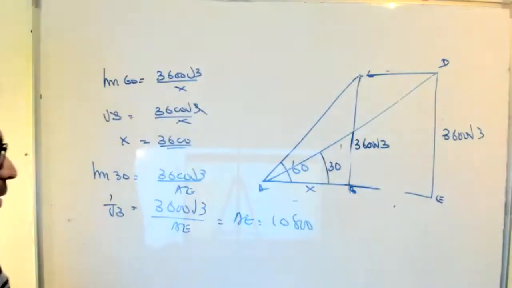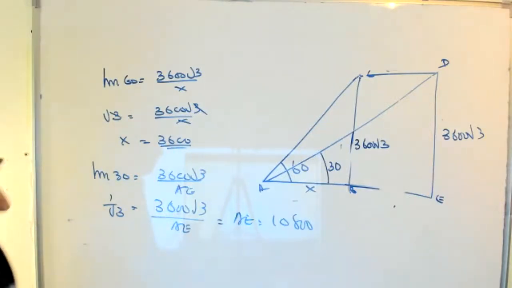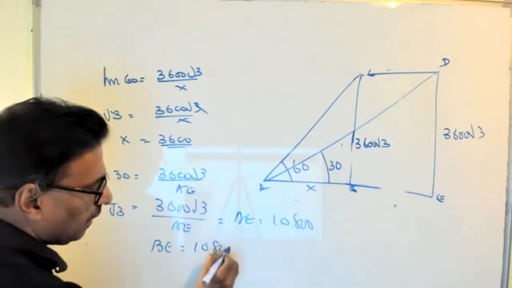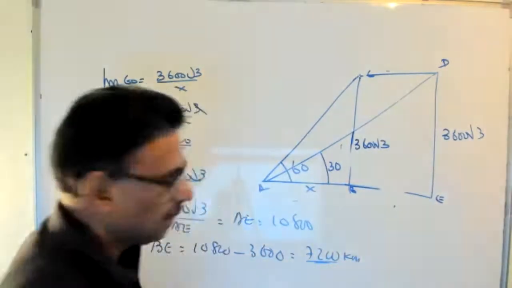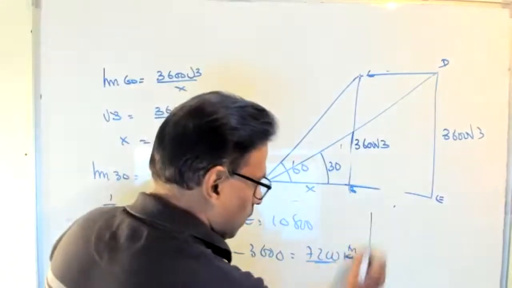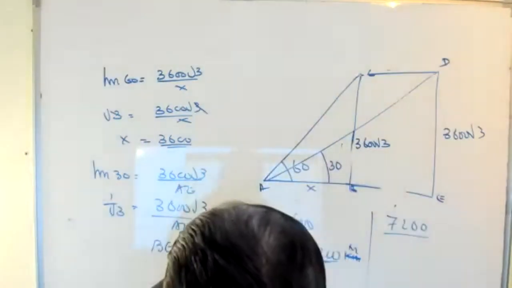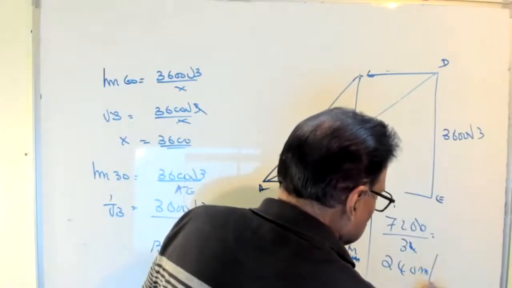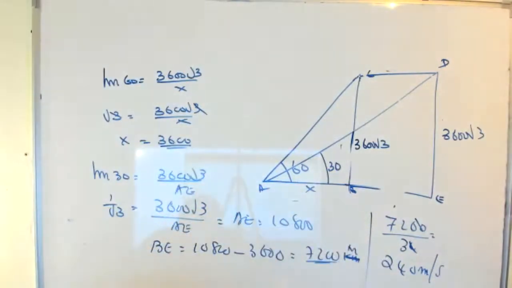10,800, right? Correct or not? Am I correct? 10,800. Those who finished, tell me the answer is correct. Now we can find the distance. BE equals 10,800 minus 3,600, that is 7,200 meter. Therefore speed equals 7,200 divided by 30 seconds, that means 240 meter per second. Converted to kilometer per hour, 864 kilometer per hour. Okay, if you understood.